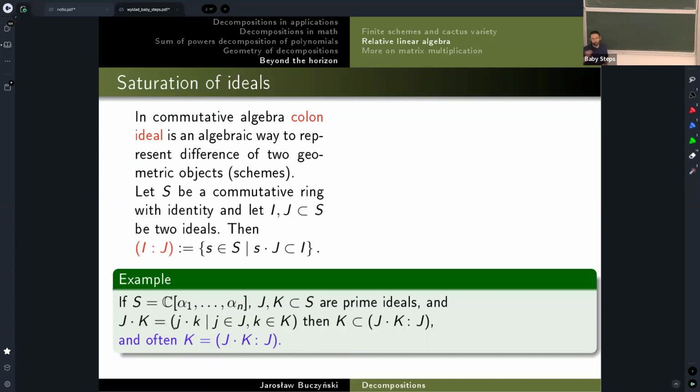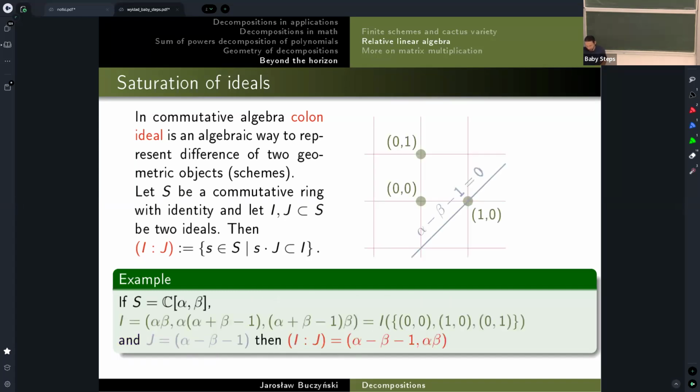I mean, if I say that all of them, then some of you will come up with a counterexample. That's fine, but very often this is the case. So that's the reason why it's called colon ideal. It's like division of ideals, okay? And as with division, often it's not always perfect. But that's the example. And then the example that shows how it corresponds to difference.